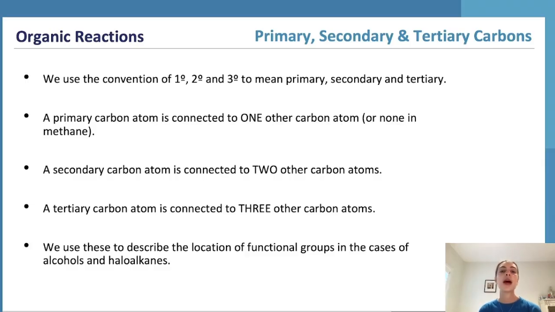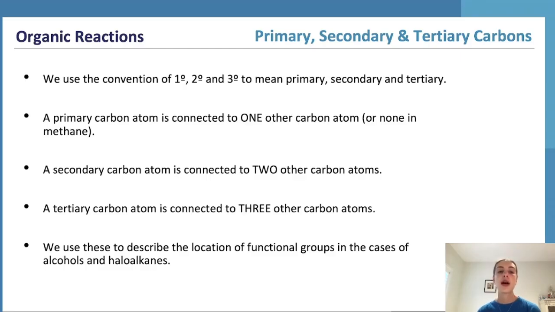We also need to look at primary, secondary, and tertiary carbons. When we look at these, we're always using the convention of 1 degree, 2 degree, and 3 degree to mean primary, secondary, and tertiary. Those are just our shortened names for representing what primary, secondary, and tertiary are.